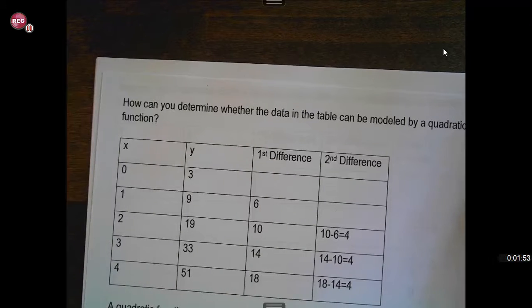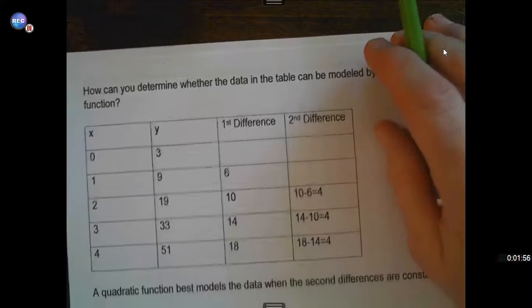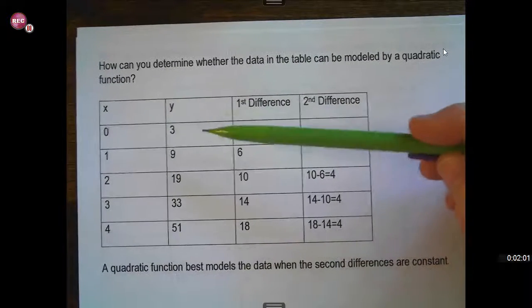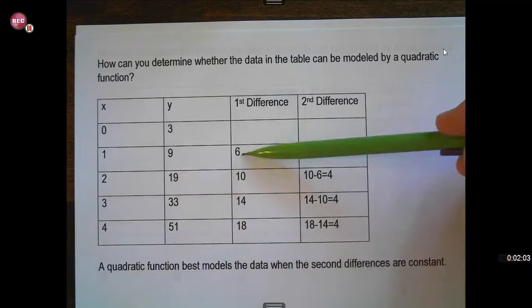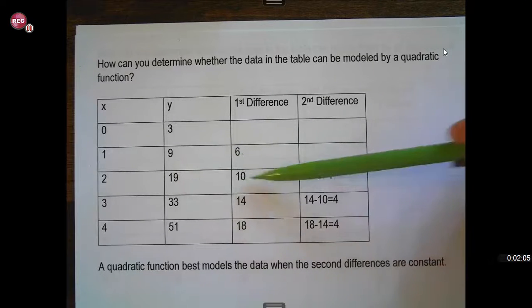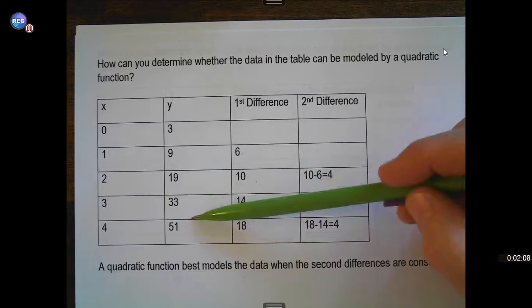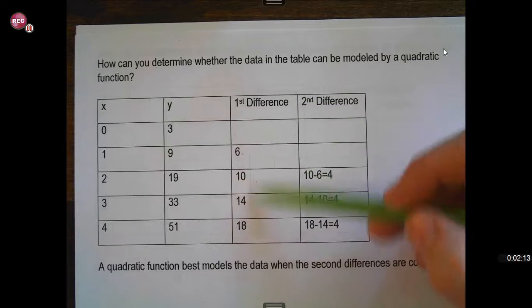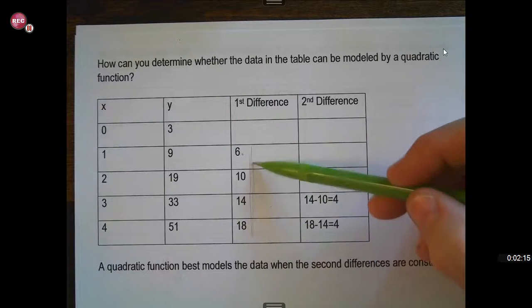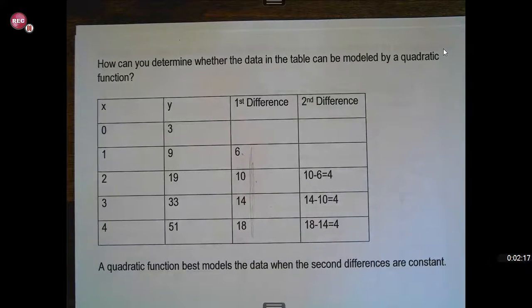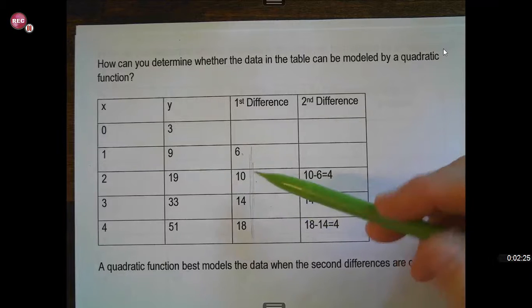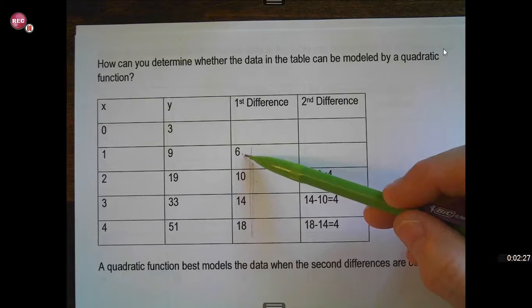So then we move on to another example, and here the first difference between 3 and 9 is 6, between 9 and 19 is 10, between 19 and 33 is 14. So obviously the first differences are not the same, therefore this is not linear. Okay. The second difference is the differences between the first differences.